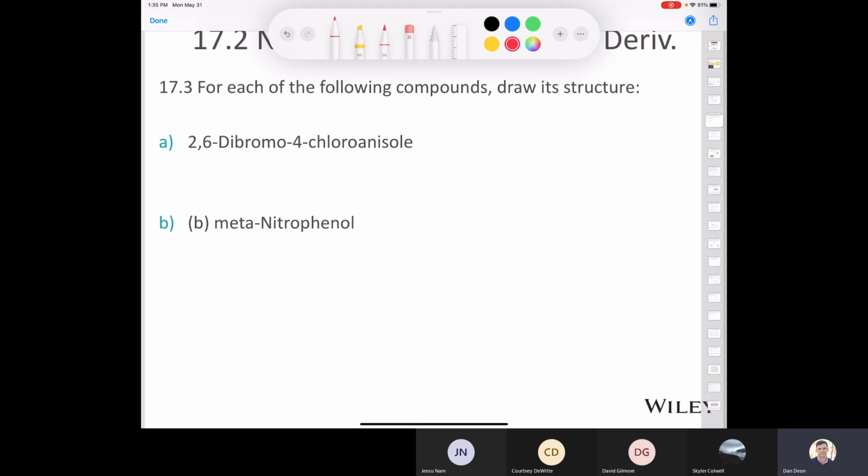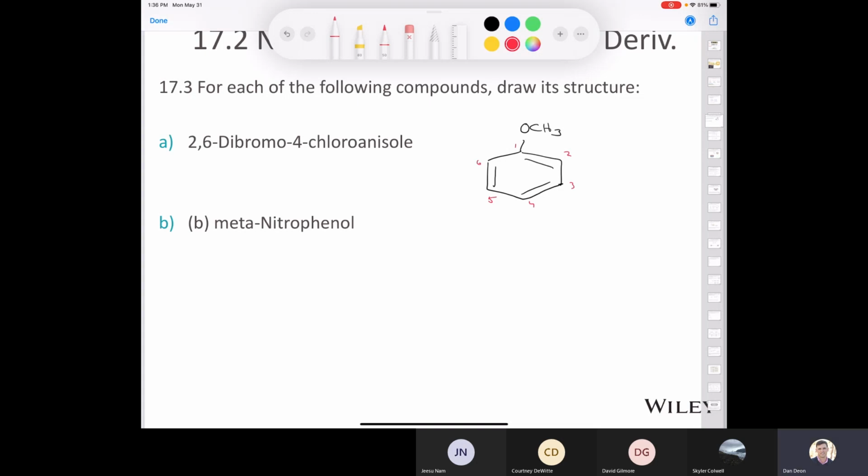All right, let's take a look at the first one. We got 2,6-dibromo-4-chloroanisole. We'll start by drawing anisole, which is an aromatic ring or a benzene ring with a methoxy group on it. Like this. If we call this number 1, 2, 3, 4, 5, 6.